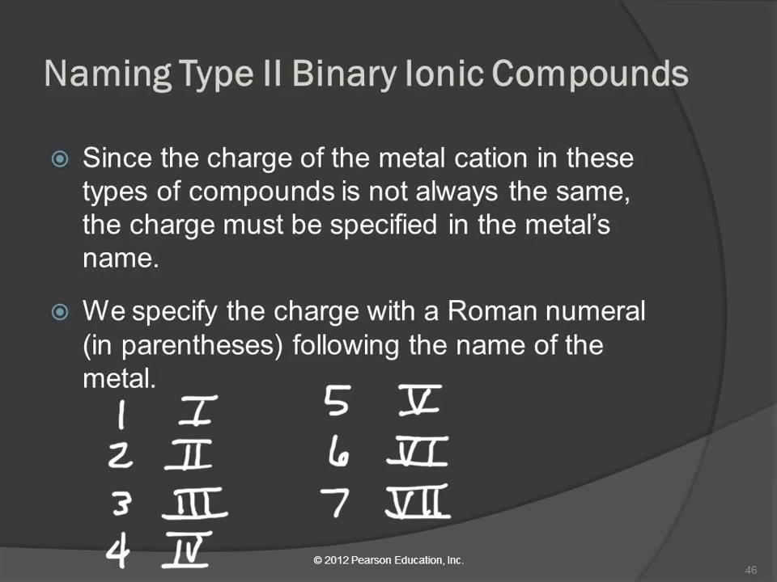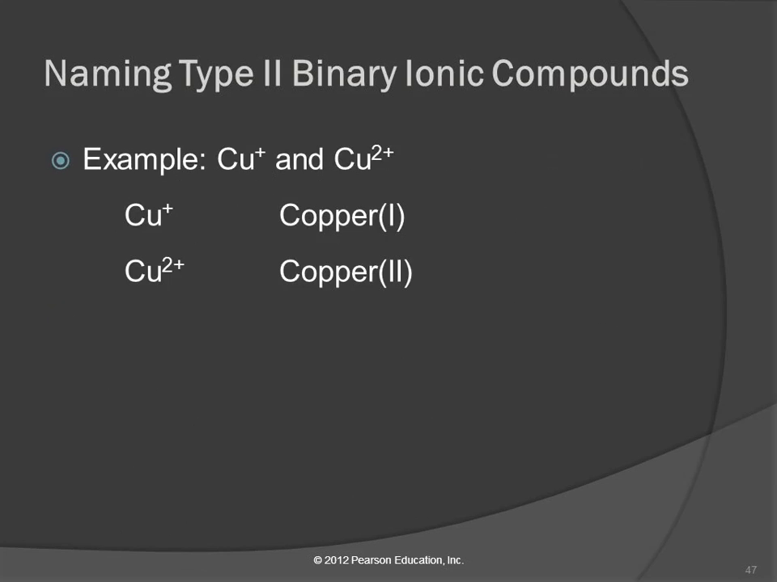I don't think we'll go past 4, but you need to know what the Roman numerals mean. So we use those to tell the charge of the ion, not the number of them in the formula, the charge. And it's always in parentheses. So, for example, we've got these 2 ions, Cu with a +1 charge and Cu with a 2+ charge. So this one, +1 charge, is copper with a Roman numeral 1 in parentheses. There is no space between the word copper and the Roman numeral in parentheses. And this is Cu2+, copper, no space, Roman numeral 2.